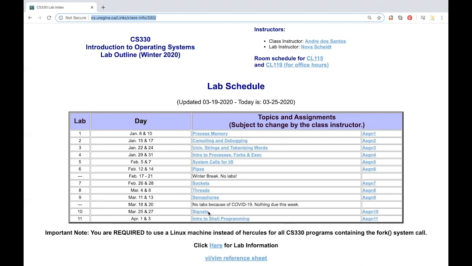This lab is the last in this series on how to communicate between processes. What we're going to see is that we can send signals to processes. A parent can send a child a signal or vice versa, and we can also send signals to other unrelated processes, as long as we have their process ID.